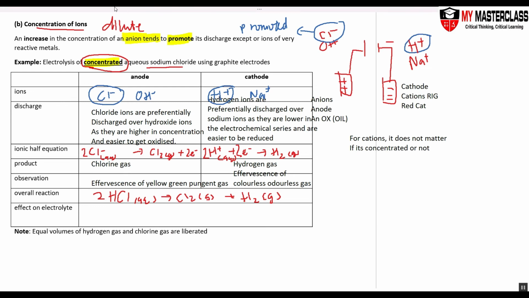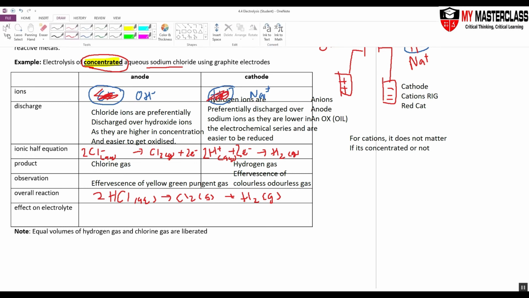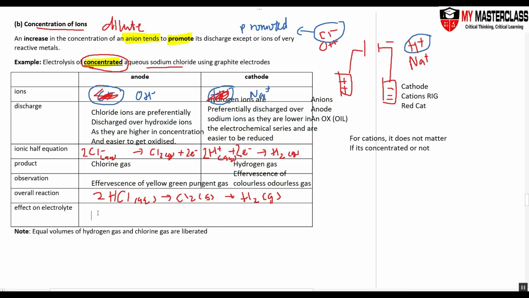Okay, so what is the effect on your electrolyte? So let's look at it now. This is being discharged, this is being discharged. What's left behind? Your NaOH. So we can say electrolyte becomes more alkaline. pH increases. It was a salt solution, concentrated, pH is 7. Then it becomes sodium hydroxide, pH 14.